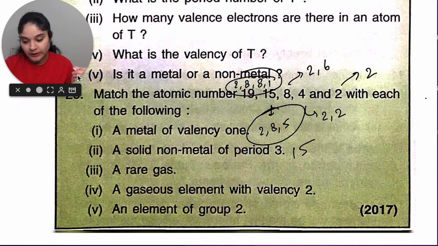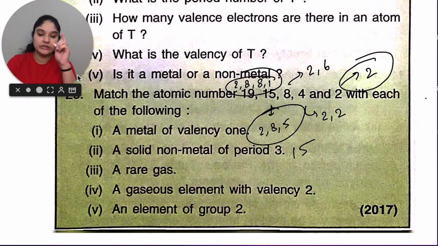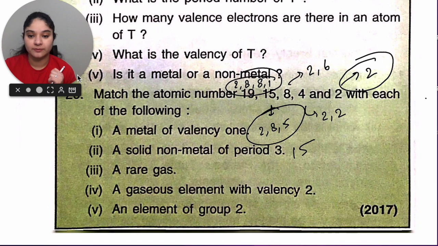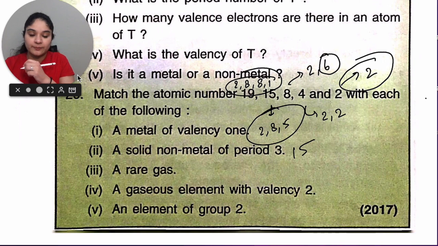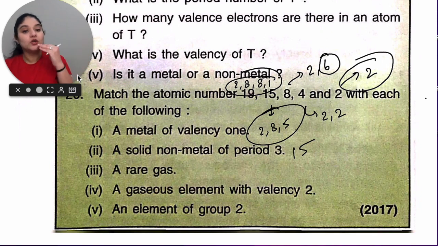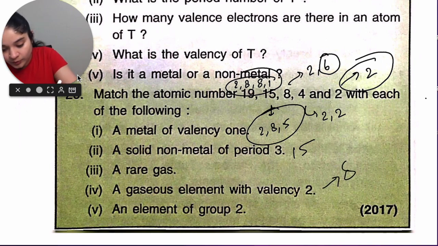Then they are talking about a rare gas. For a rare gas, that is helium, atomic number 2. Helium is a rare gas. The next is a gaseous element with valency 2. When we talk about 2, 6, that is your correct answer, because we're talking about oxygen. Why valency 2? Because you have 6 in the outermost shell. It needs to be 8, so it has 2 electrons that it can accept to attain a stable electronic configuration. So your answer is 8 for this one.